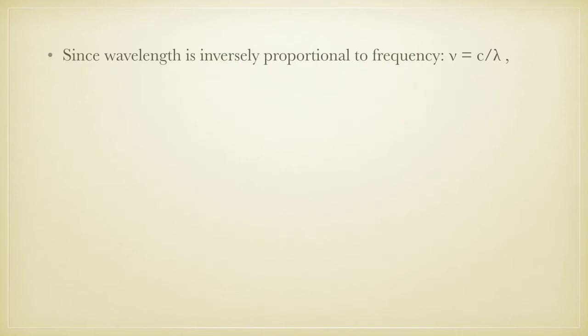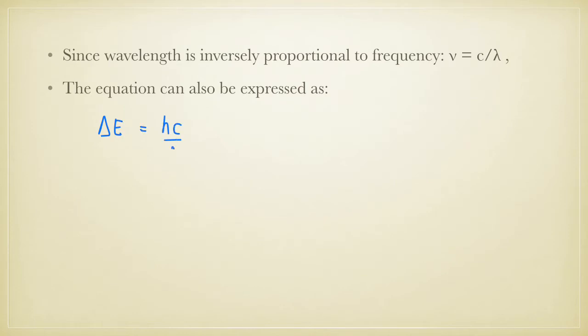Since wavelength is inversely proportional to frequency, the equation can also be expressed in this form, where c is the speed of light with the value of 3.0 × 10^8 meter per second.